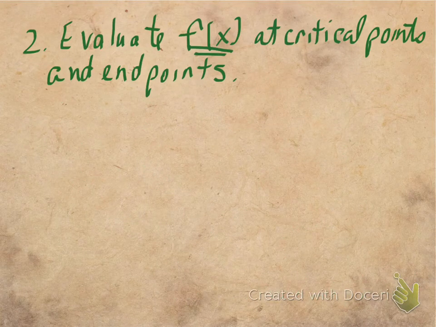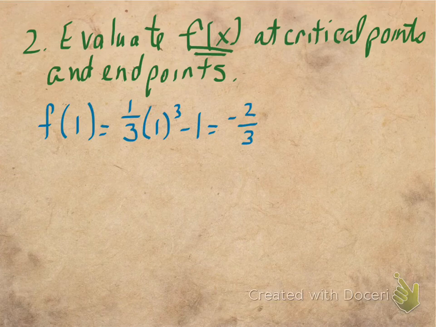Now, step 2. I want to evaluate f of x at my critical points and at my endpoints. And remember, what is underlying this is the extreme value theorem. It guarantees that I'm going to have a global max and a global min, and that these things can only occur at critical points and endpoints. So all I need to do is check the function values. I'm guaranteed to have a biggest, guaranteed to have a smallest. So I will evaluate f at my critical point at 1. So I have 1/3 times 1 cubed minus 1, which is -2/3.